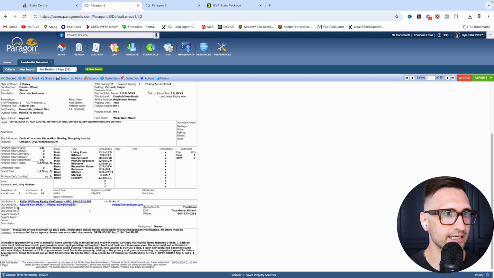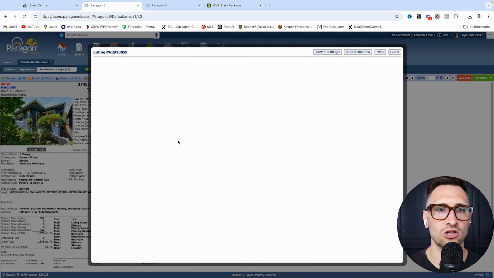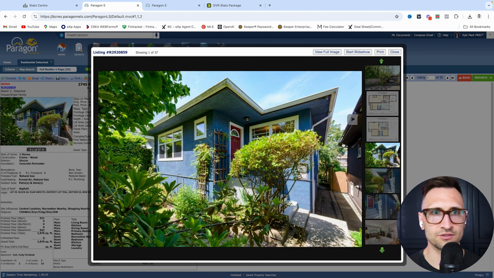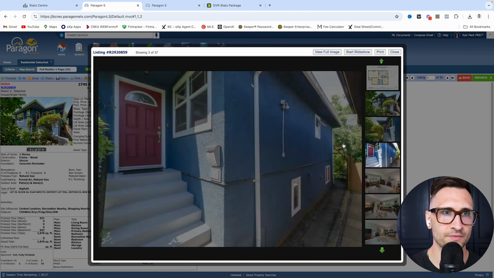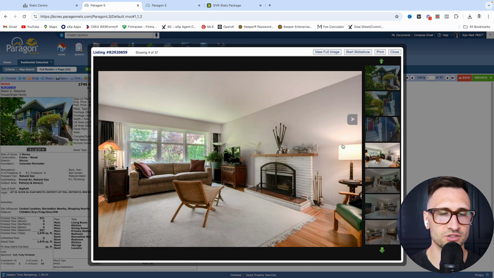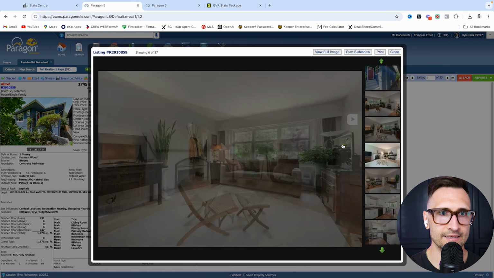So this one's listed by Keller Williams. And the description here is, an incredible opportunity to own a beautiful home, wonderfully maintained and move-in ready. So let's see how move-in ready this one is, looking at some photos here. So it has the blue exterior, something that is definitely post-war era. And yeah, I would agree.